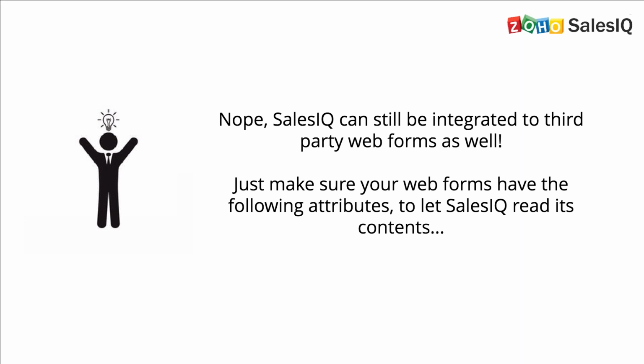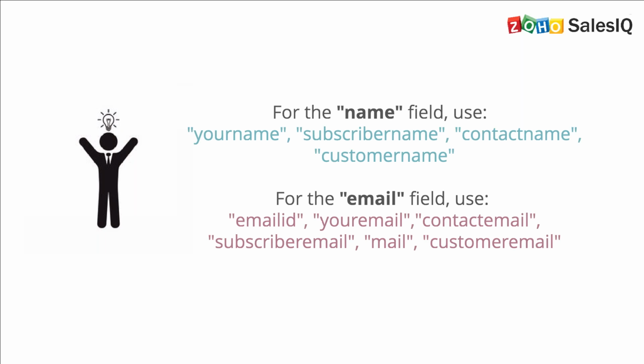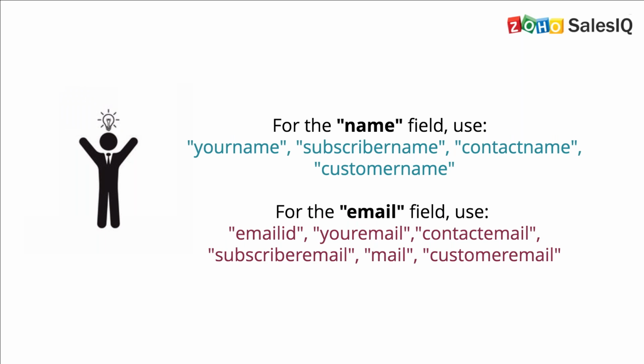So, as I said, Sales IQ can be connected to all third party forms. There is something called an attribute that every form has. We're going to see what that is. You just have to make sure that those attributes on those forms use some of the recognized or preferred terms that we show you. Once you make the change, you're all set to go. So these are the terms.